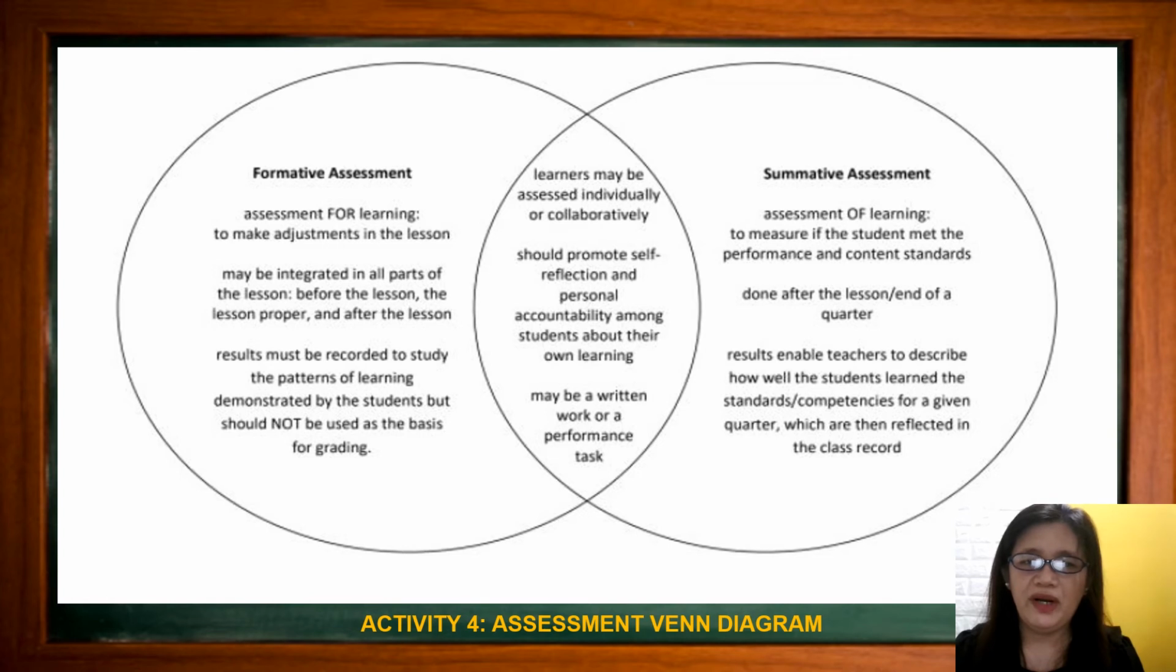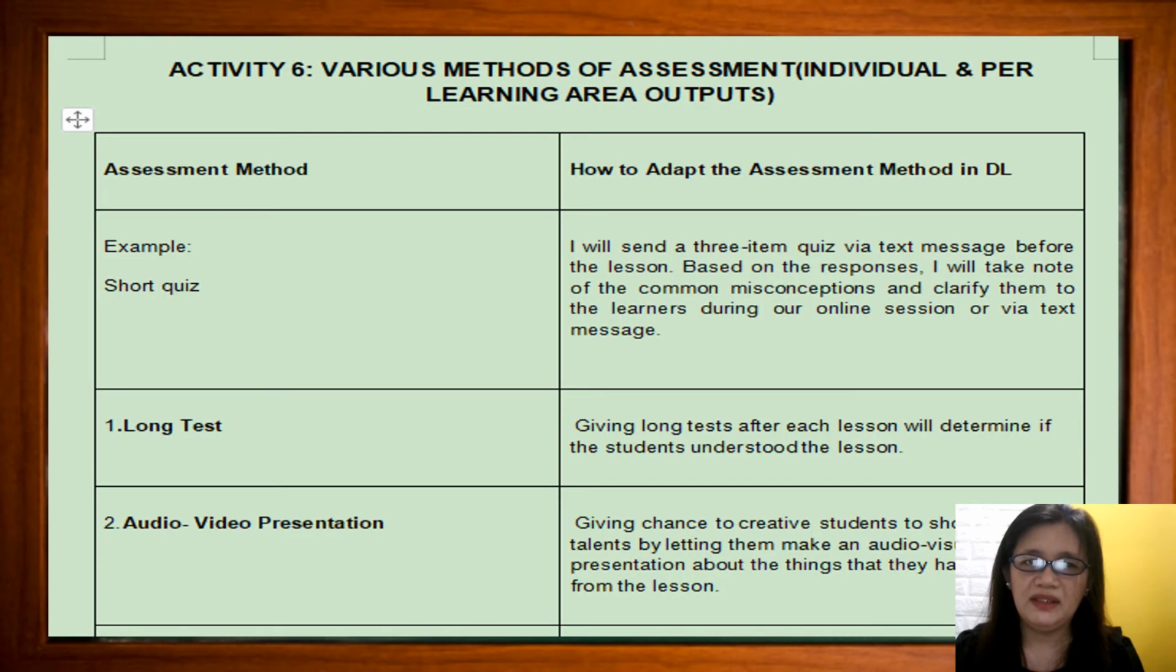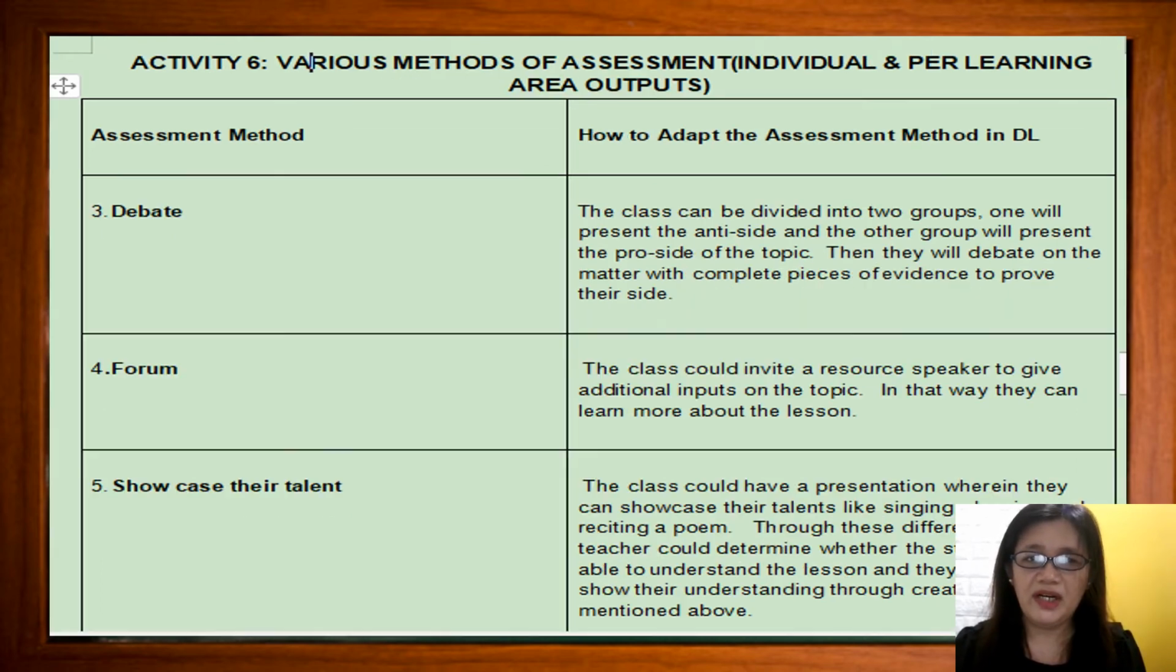Okay, here in activity 4, it reflects assessment, a Venn diagram of the formative assessment and the summative assessment, and then the various methods of assessment, individual and per learning area output. So it's the assessment method. You have here an example as a short quiz. Mine, I included number 1, a long test, and number 2, the audio-visual or audio-video presentation, or the AVP. And then I also included debate. Another one is forum, and number 5 is showcasing their talent. They need to showcase their talent.